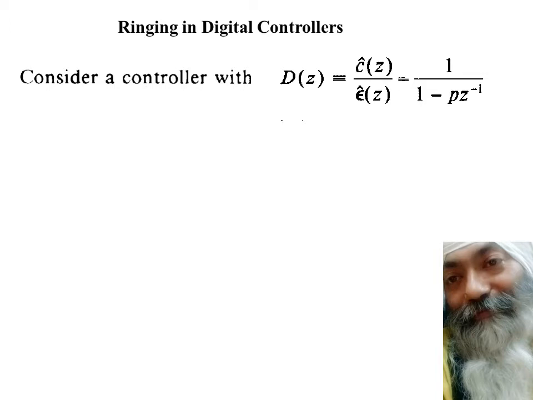As you can see on the screen, we have the controller with the transfer function D(z), given by the output of the controller over the input, which is invariably the error in the case of a controller. Let us say this is given by a very simple thing, 1 upon 1 minus p z to the power minus 1. This is perhaps the simplest possible controller we can ever have, and in this case p is the pole, and this value of pole we shall be determining.